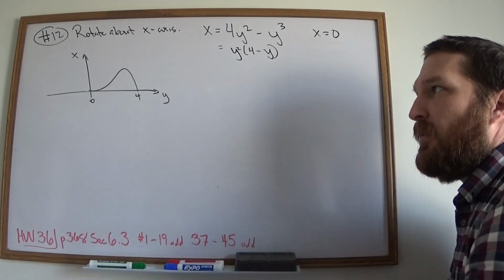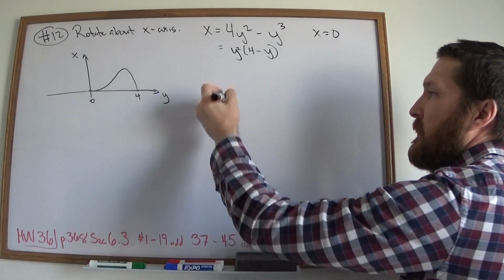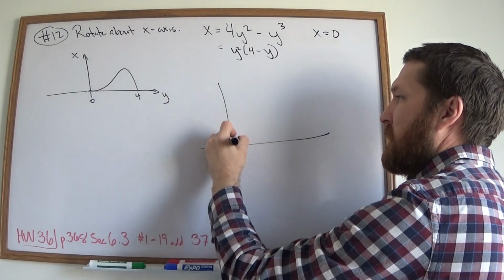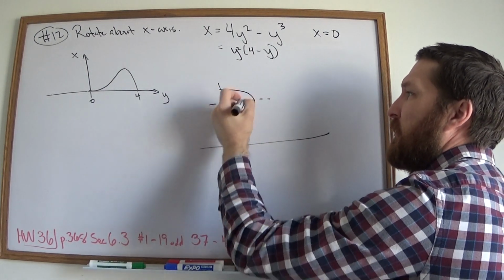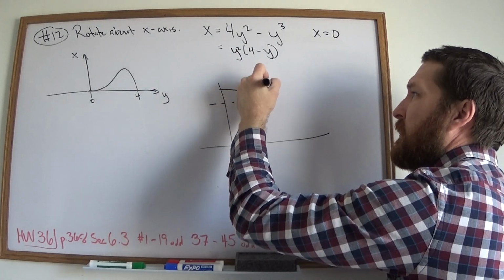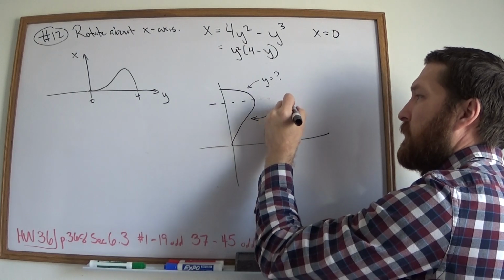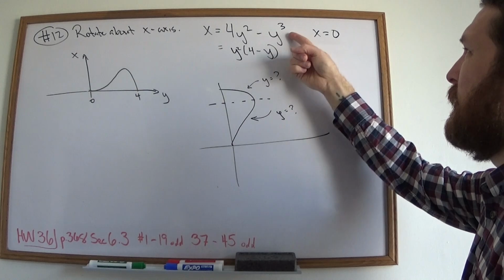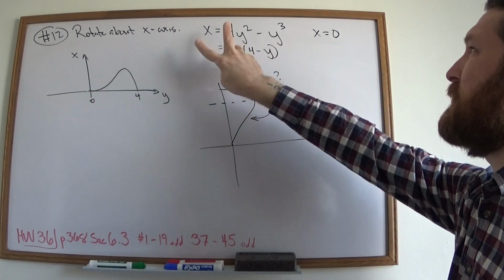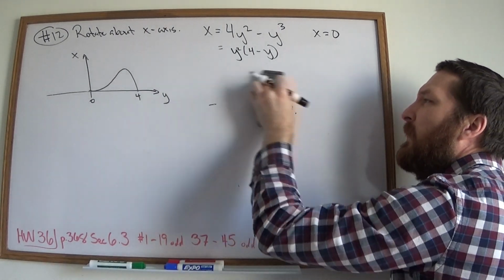We're trying to find this volume. One of the first things you might think is, okay, disks. Let's flip this up so that it does this. Uh-oh. I'm going to need a big volume and a little volume, so I need this branch, y equals what, and this branch, y equals what? I don't know how to take the inverse of a cubic. So maybe this isn't the best way to go.